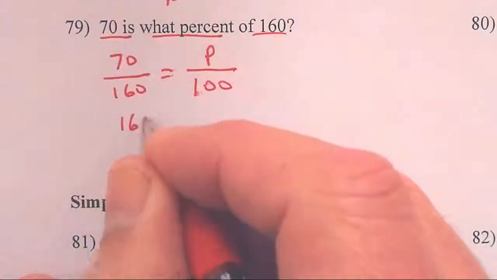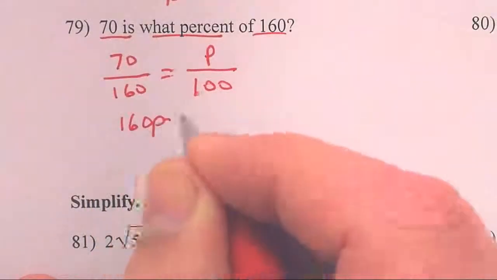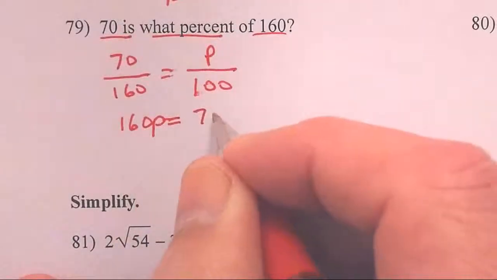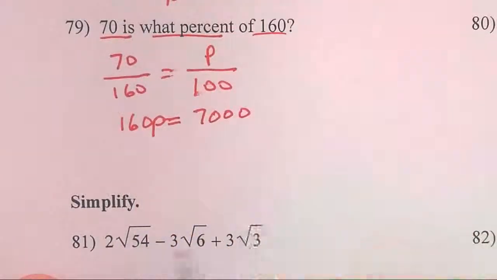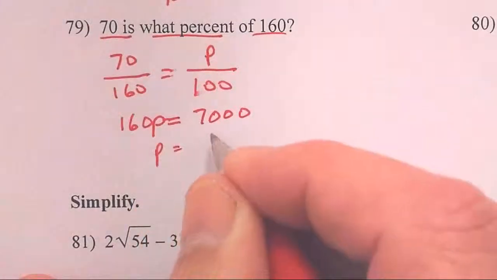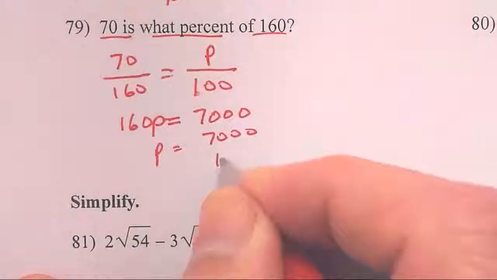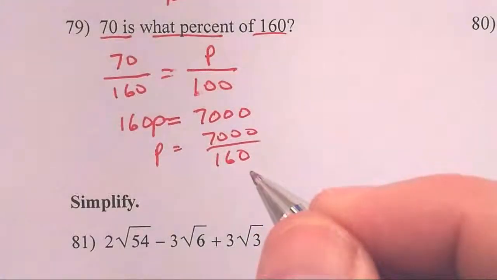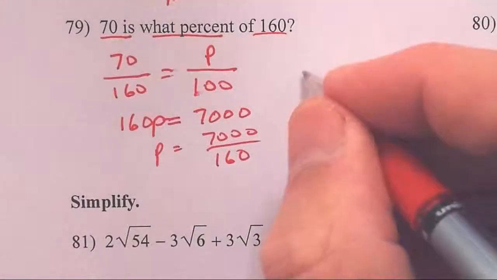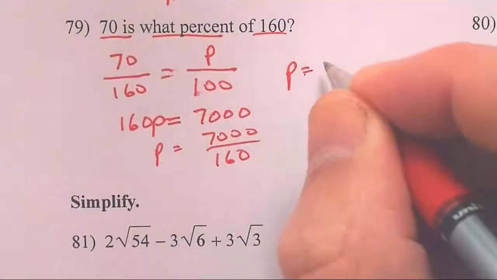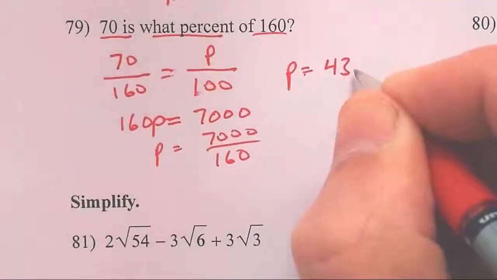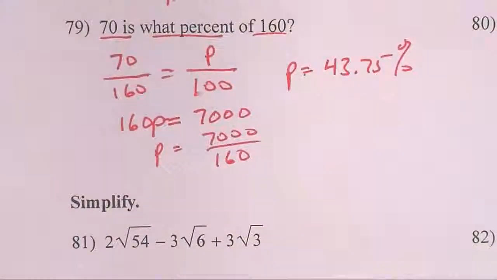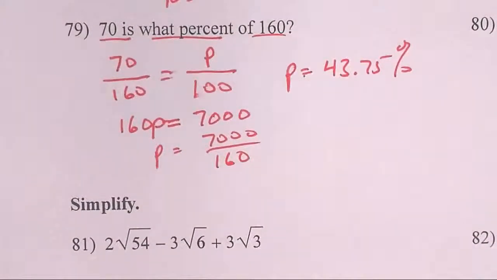Cross multiply. 160p equals 70 times 100. That's a 7 with 3 zeros. So P equals 7,000 over 160. 7,000 divided by 160 is 43.5. Since it's a P, I'm not quite done. Need a percent sign. So I'd really encourage you to try is over of equals percent over 100.